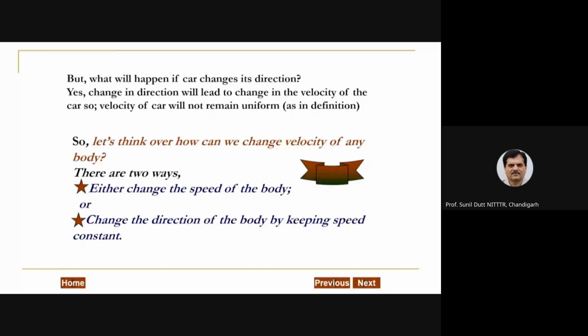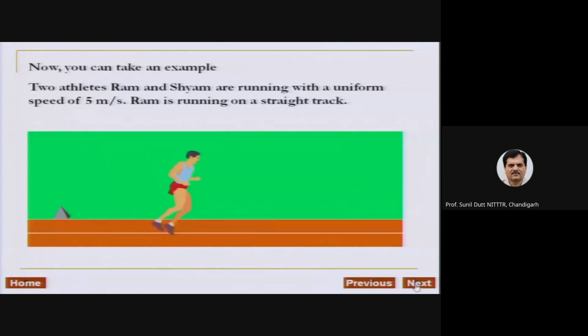But what will happen if the car changes its direction? Yes, a change in direction will lead to a change in the velocity of the car. So the velocity of the car will not remain uniform as given in the definition. So let us think over how we can change the velocity of a body. There are two ways. One is you change the speed of the body, or change the direction of the body by keeping speed constant.